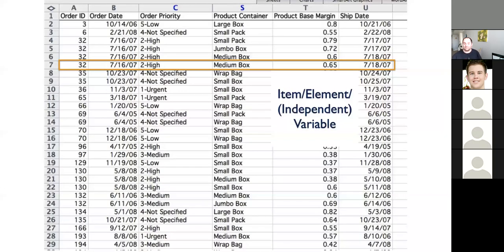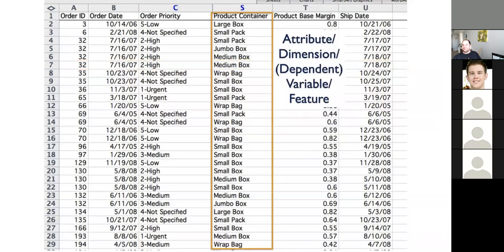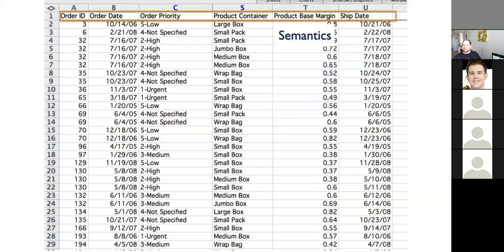Okay, so let's look at this table here. This is a recap. In this case, I'm highlighting an item, an element, or an independent variable. These are all terms that are used interchangeably. Then here I have an attribute, which is also often called a dimension, a dependent variable, or a feature. Again, these terms are used interchangeably. Then up there, I have the semantics: what is the meaning of these different attributes? We have product container, order priority, product base margin, and ship date.